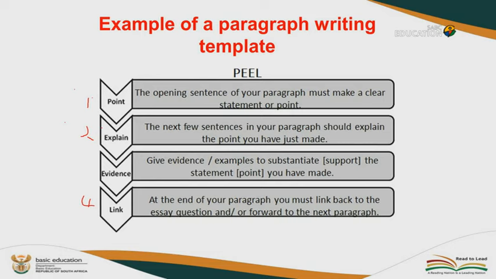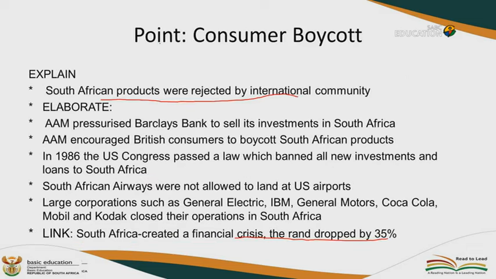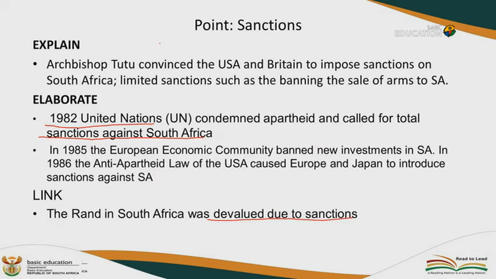There's no way that your essay will be out of line because you are following a particular line of argument. Ensure that every time you write a paragraph, you have your point, you explain it, you elaborate, you link back to the question. Don't forget that every time you conclude a paragraph, ensure that you link back to the question that wanted you to show how the apartheid government was affected at that time. So these are the important aspects that I want to emphasize.